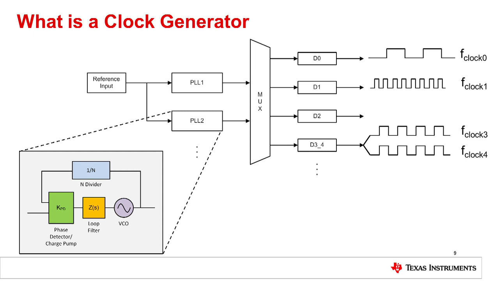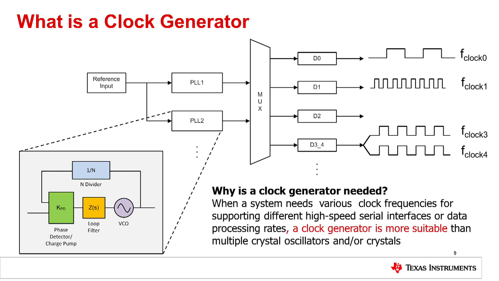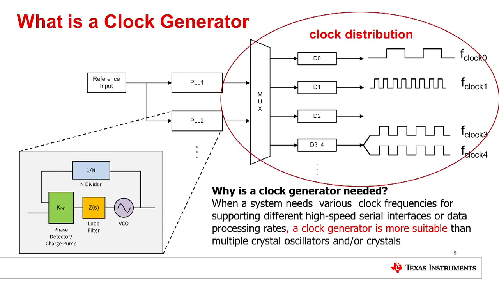Why is a clock generator needed? Well, when a system use case such as networking, factory automation, or maybe medical imaging requires disparate clock frequencies, a clock generator is more suitable than using multiple oscillators and/or crystals. For the purpose of future discussion, the output buffers and dividers will be referred to as the clock distribution block.